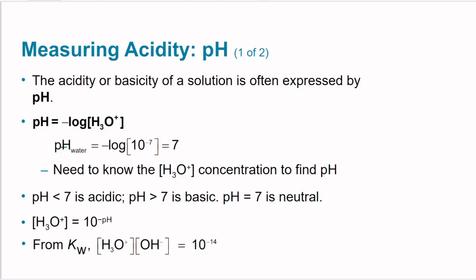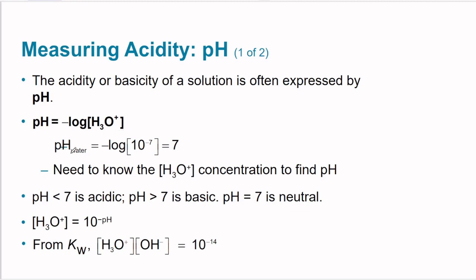I previously alluded to the idea that we needed a way to measure the H3O+ concentration, or to get a general idea of it. And we have a way to measure that through an entity called pH. pH is a measure of acidity. The acidity or basicity of a solution is often expressed as pH, and pH is defined as the negative log of the H3O+ concentration.